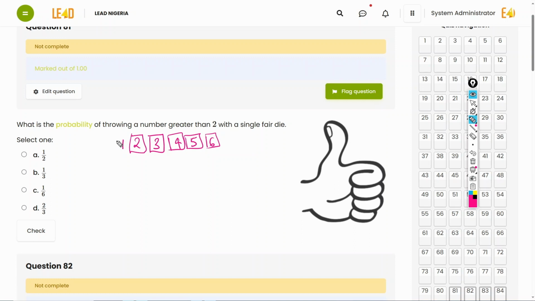So a number greater than 2, what qualifies as a number greater than 2? We have 3, 4, 5, and 6, right? So the probability of the desirable, the probability of greater than 2, is simply what? 4 out of what? 6. Oh, it can be simplified to 2 out of 3. All right, so 2 out of 3.